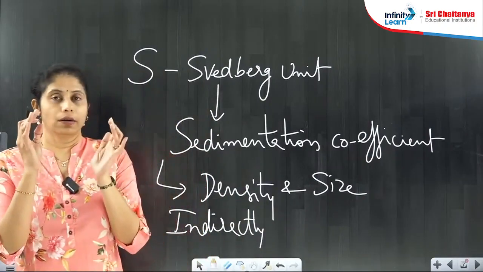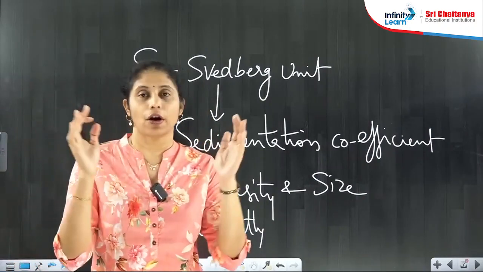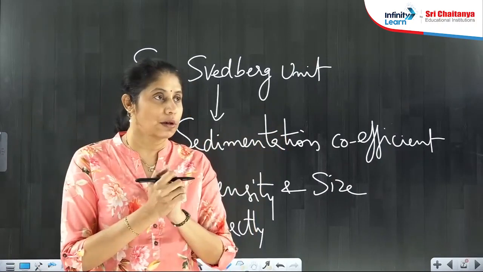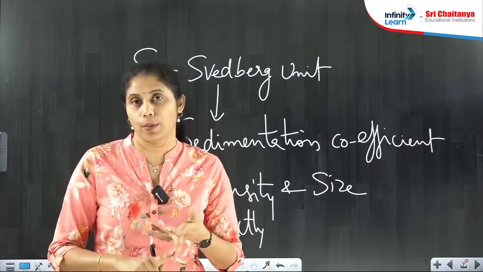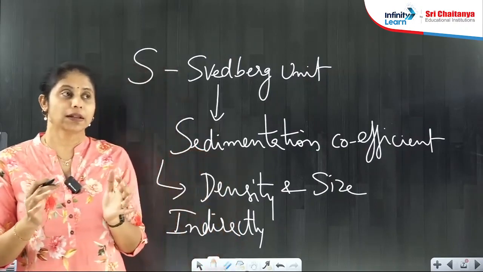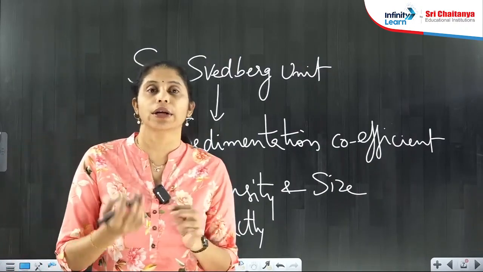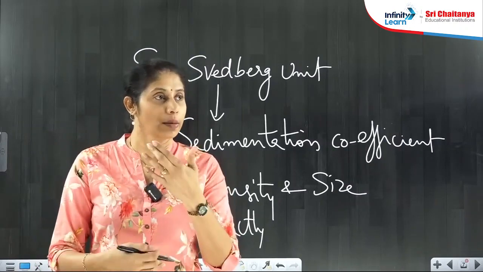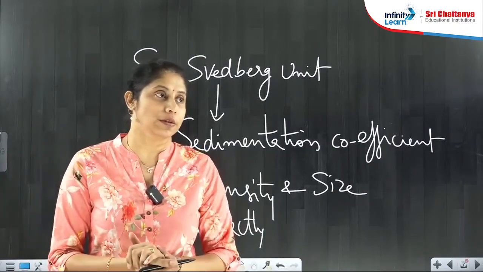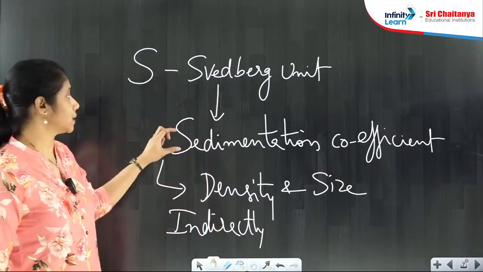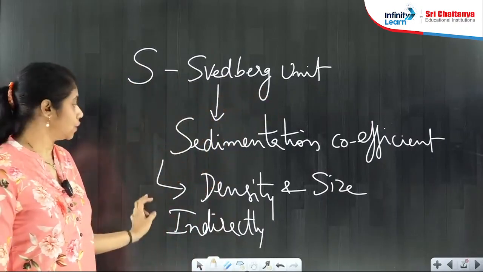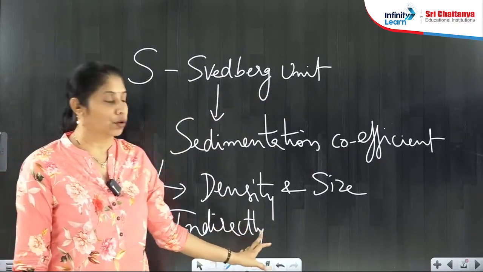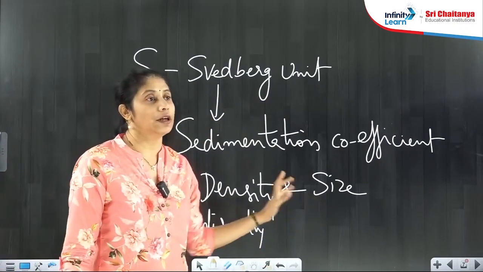So smaller ribosomes are 70S ribosomes, larger ribosomes are 80S ribosomes. 70S are present in the prokaryotes, mitochondria and chloroplasts. 80S are present in the cytoplasm of eukaryotic cells. So organelle ribosomes and cytoplasmic ribosomes. I hope all of you understood S, Svedberg unit. It represents the sedimentation coefficient, which gives us an indirect measure of density and size of the ribosomes.